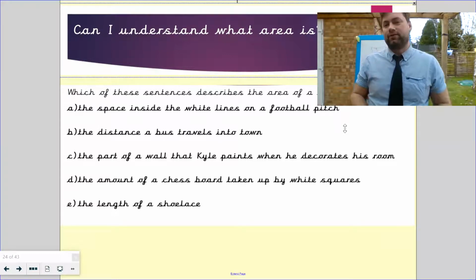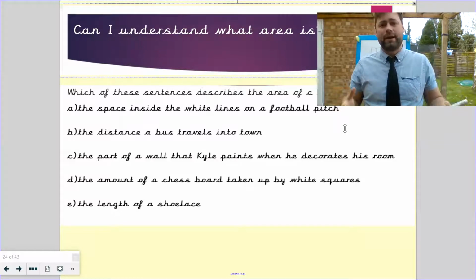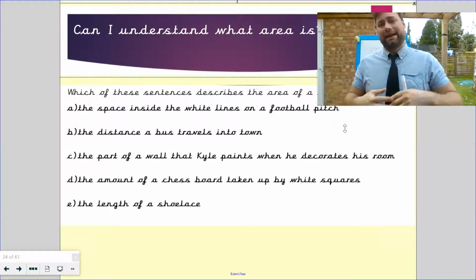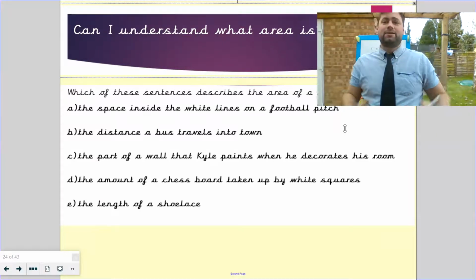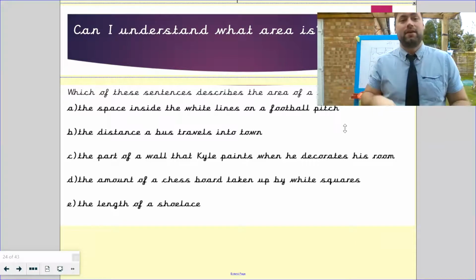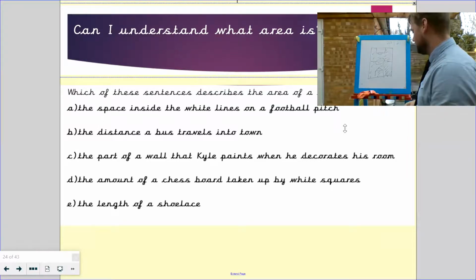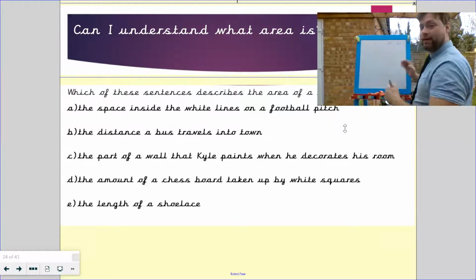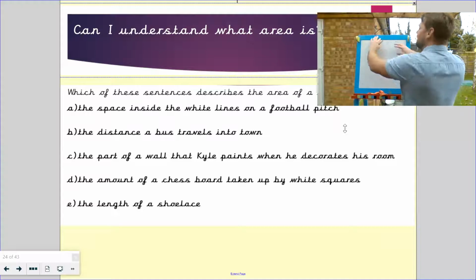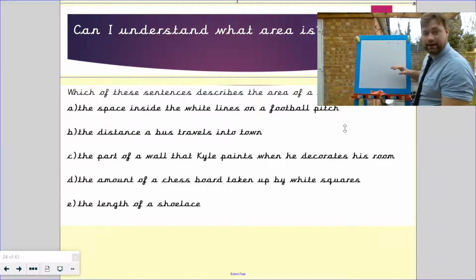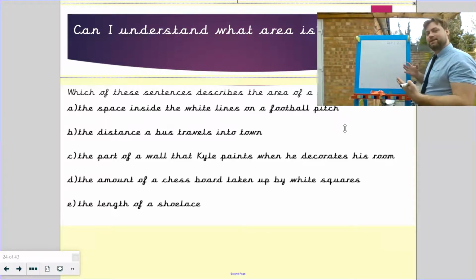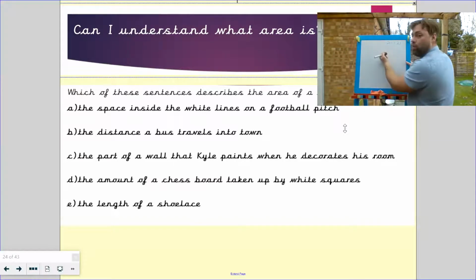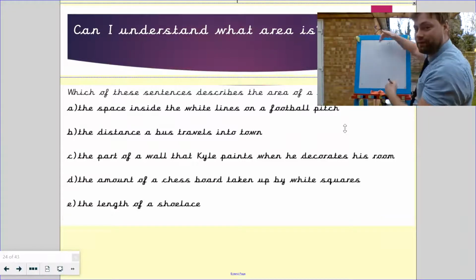The distance a bus travels into town. Well, a bus travels on roads. It doesn't travel inside a shape. It's actually a distance from A to B. So therefore, that's not area. The part of the wall that Carl paints when he decorates his room. Okay. So let's imagine that this is my wall, and I'm Carl. I'm starting to paint this wall. Is that area? Yes, it is, because my wall is like a rectangle, and I'm painting all of it inside the wall.